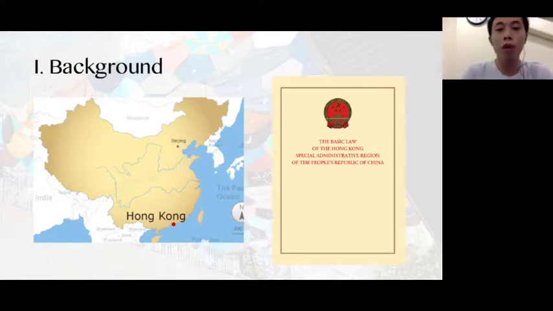And after the Second World War, there was a wave of decolonizations. However, Hong Kong was not on the list of decolonization. It was not until the 1980s that the UK and China started to discuss whether Hong Kong should be given back to China. And in 1984, the UK decided Hong Kong should be returned to the People's Republic of China.